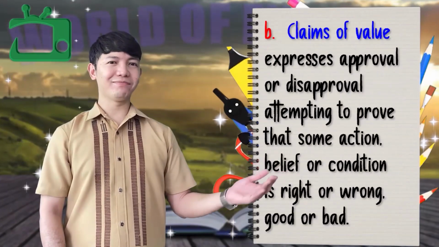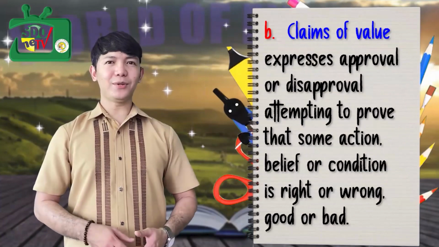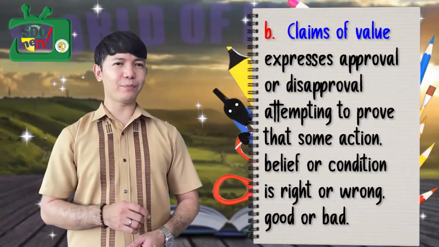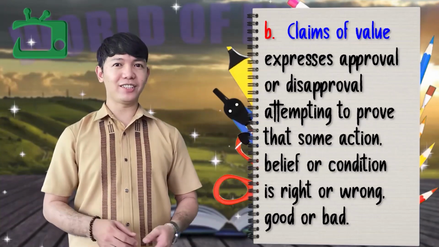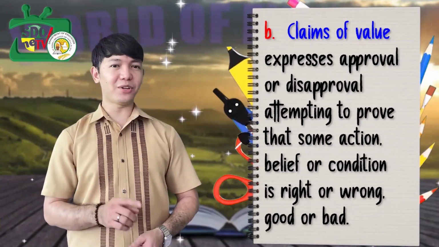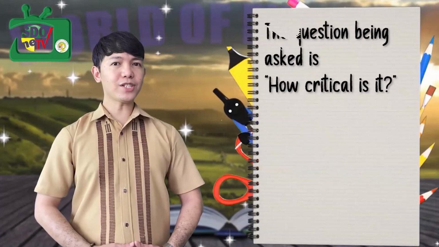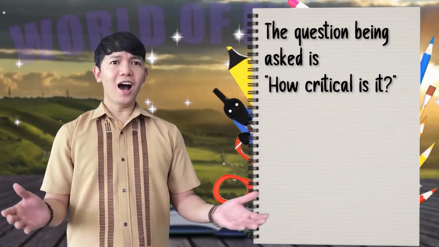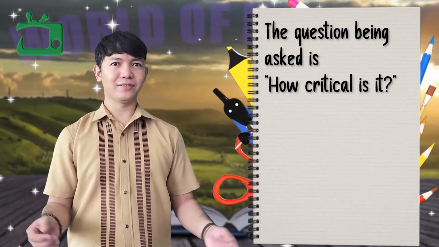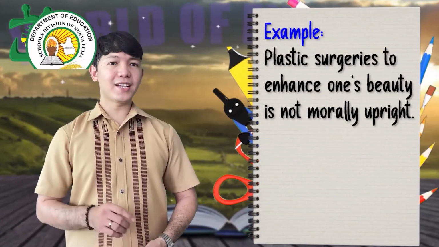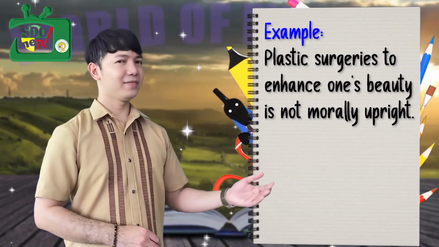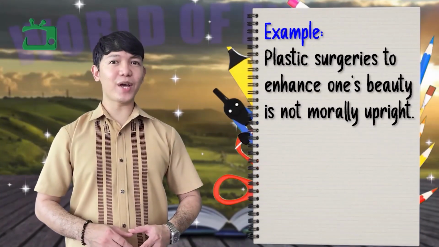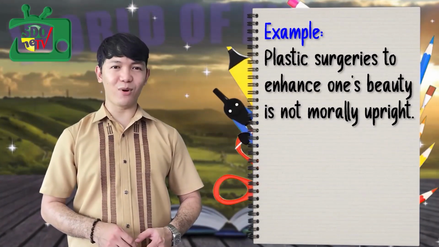Claims of value. Claims of value expresses approval or disapproval, attempting to prove that some action, belief, or condition is right or wrong, good or bad. The question being asked is, how critical is it? Example of claim of value: plastic surgeries to enhance one's beauty is not morally upright.